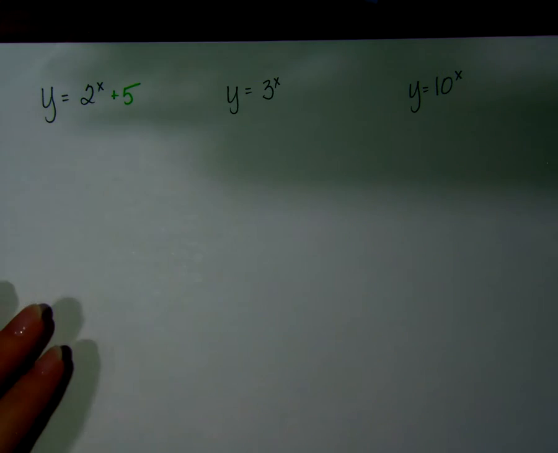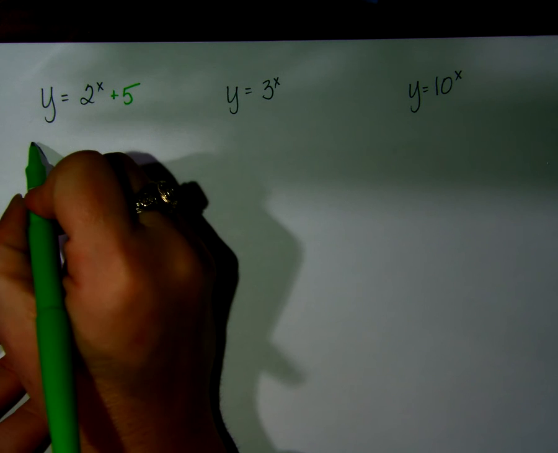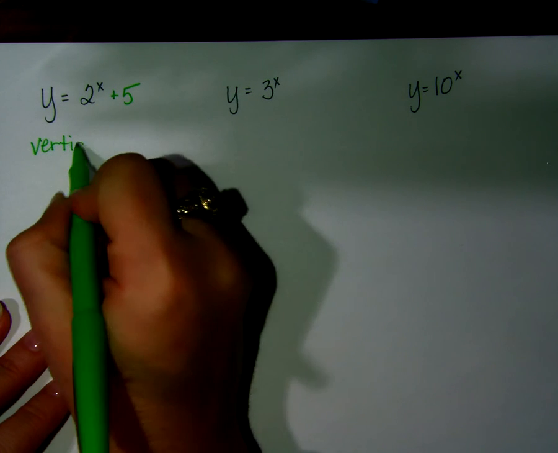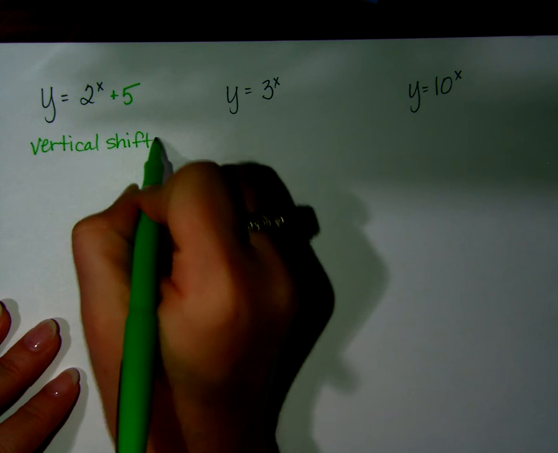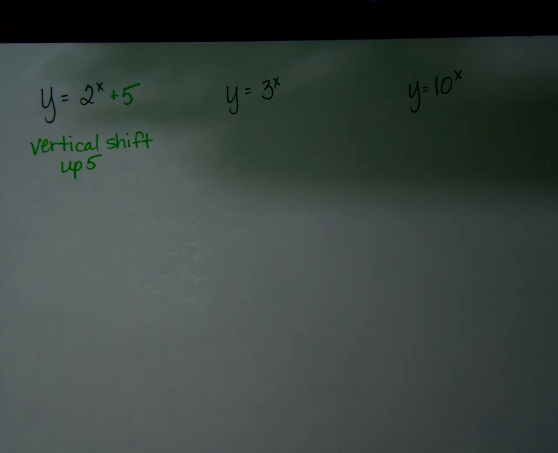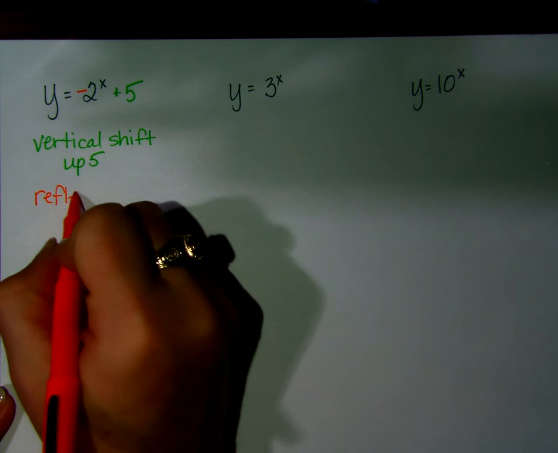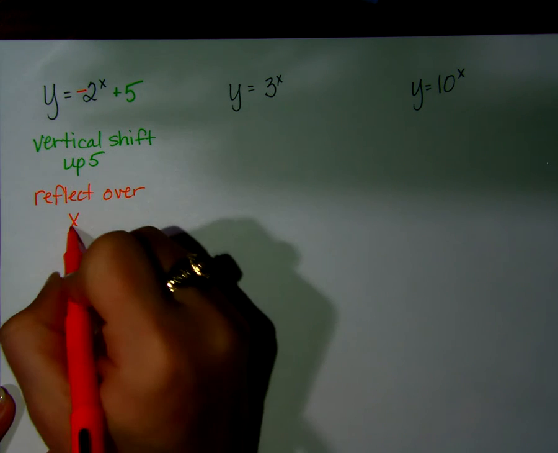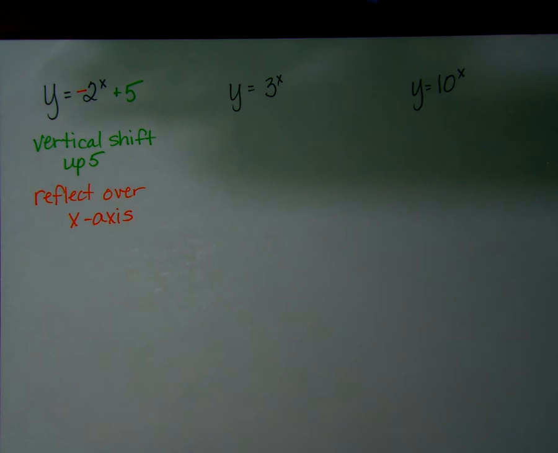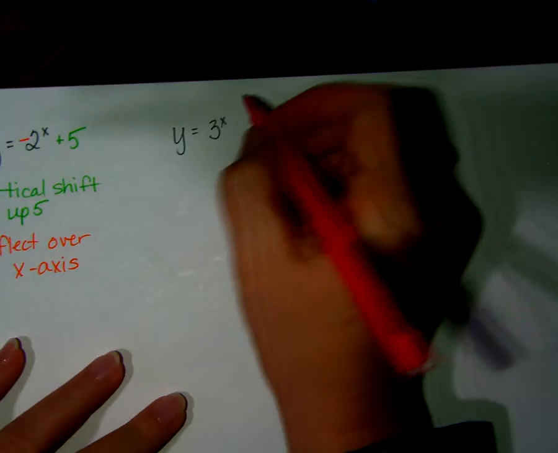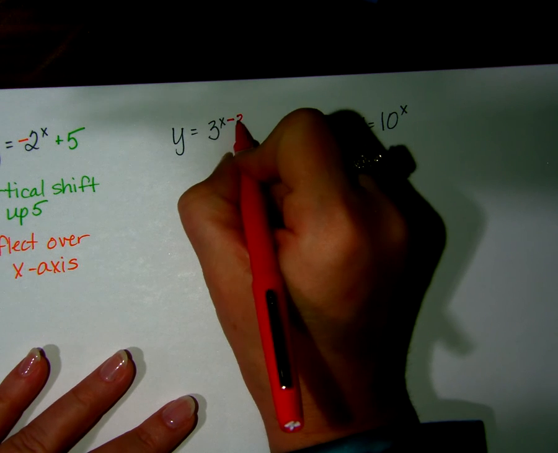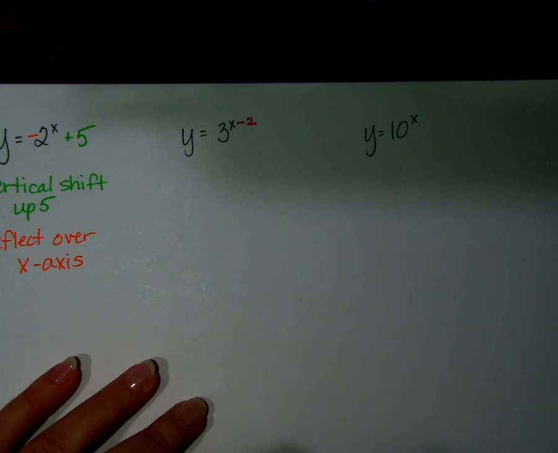How does that change compared to its parent? Vertical shift, up 5. What happens if there was a negative sign in front like that? You're good with those, right? What if it was minus 2 up inside the exponent?